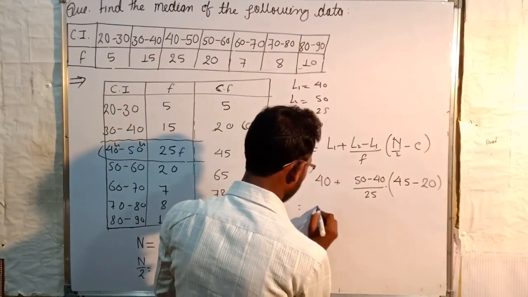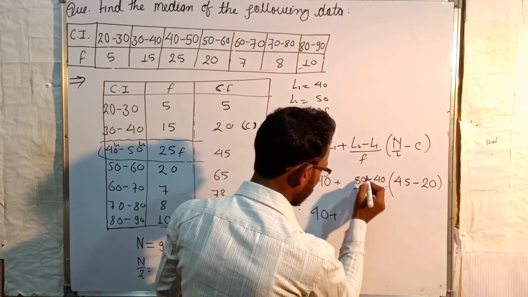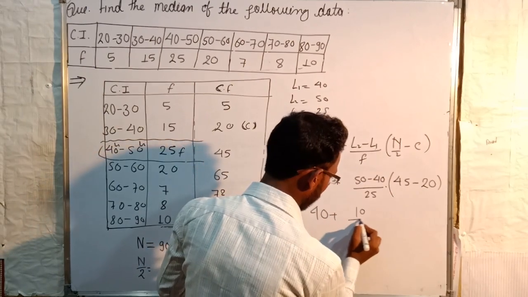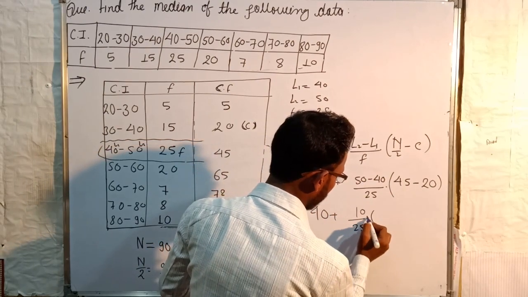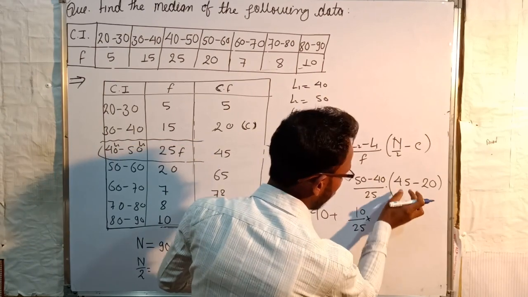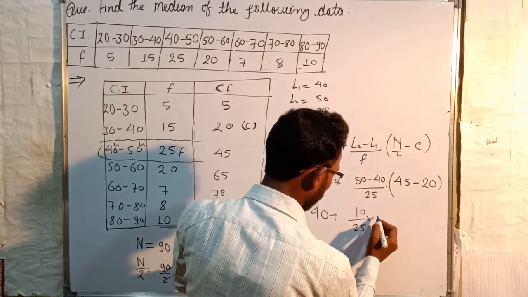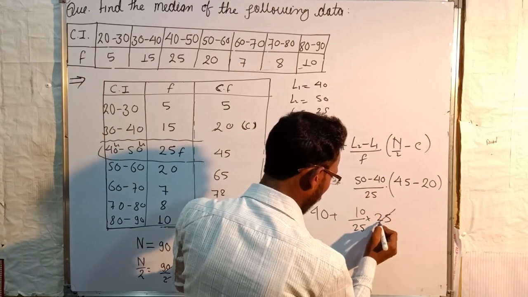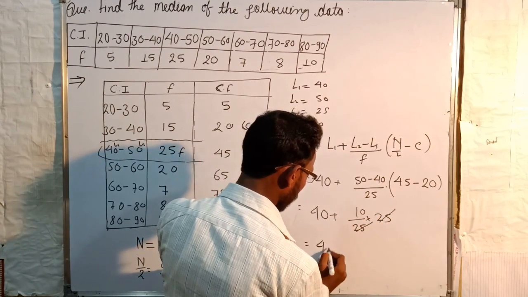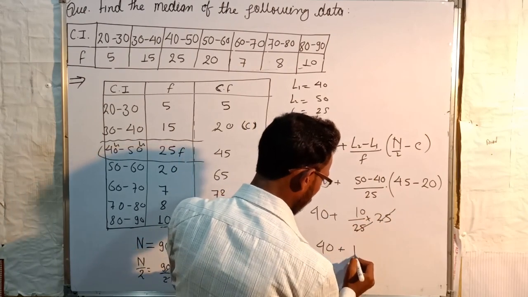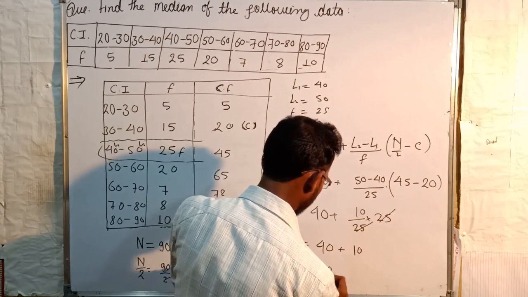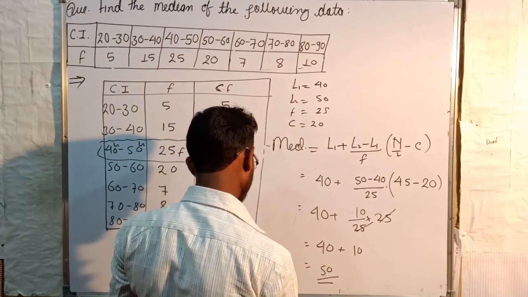Now this becomes 40 plus (50 minus 40, which is 10) divided by 25, multiplied by (45 minus 20), which is 25. The 25 cancels out. And this becomes 40 plus 10, that means 50. This is our median.